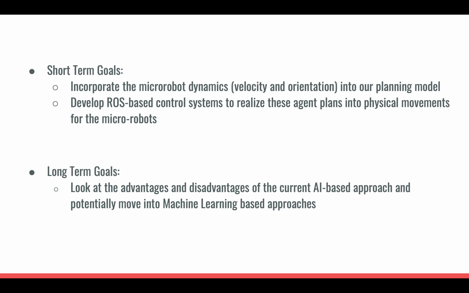So future goals. In the short term, we want to incorporate the micro-robot dynamics into our path planning algorithm model. We also want to develop a ROS-based control system to realize these agent plans into physical movement for the micro-robots. And in the long term, we want to look at the advantages and disadvantages of the current AI-based approach and potentially move into machine learning-based approaches.